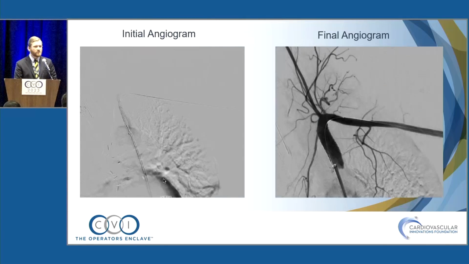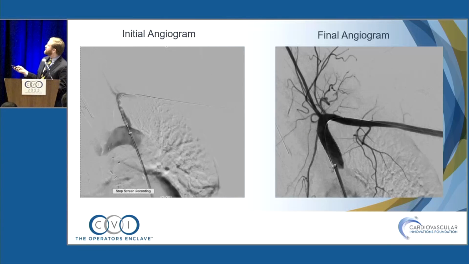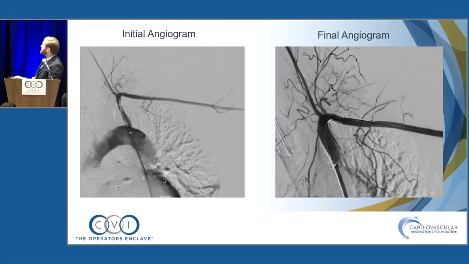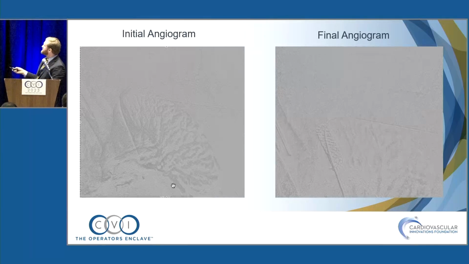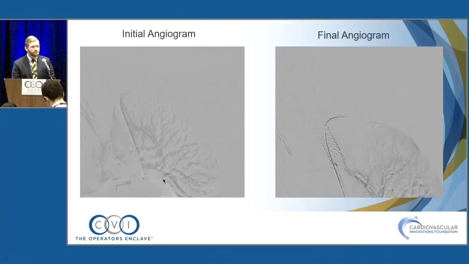So here's our initial angiogram. We can see, let's see if this works, our vertebral artery is up here. We're looking for our LIMA graft here. Not great flow through it. So this is our final result. We can see that we have the 2 overlapping stents here. Here's our vertebral artery, and our LIMA graft is coming down here.